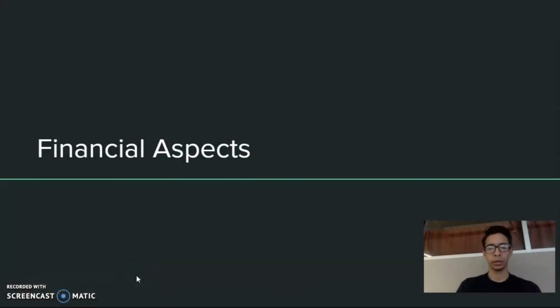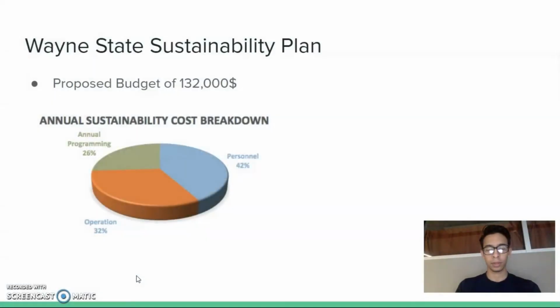Thank you. Financial aspects. We have looked through Wayne State University's sustainability plan to review their spending and money allotted toward their goals, and we have concluded that their $132,000 proposed budget over 3 years is not enough to reach their proposed goals that are quite lofty and include reduction of greenhouse gas emissions by 25% of the 2014 levels, and implementation of other practices such as an on-campus recycling facility and composting.